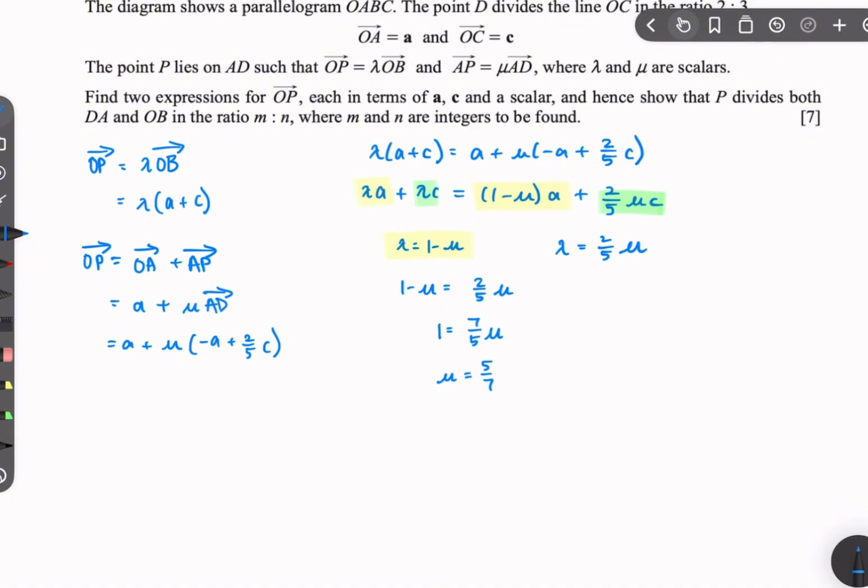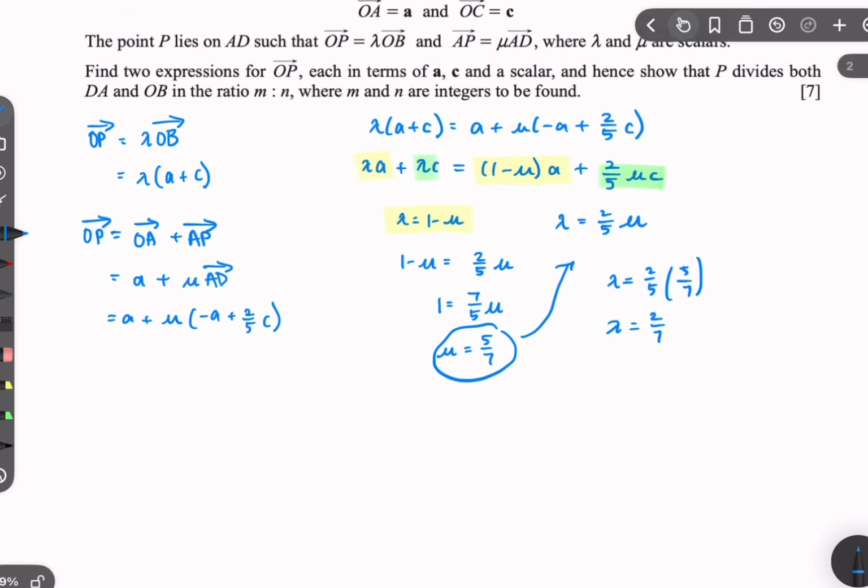Now that we have this value, we can sub this into this equation to get the lambda value, which will then be 2 over 7. Okay, so now we can rewrite OP as 2 over 7 multiplied by A plus C.